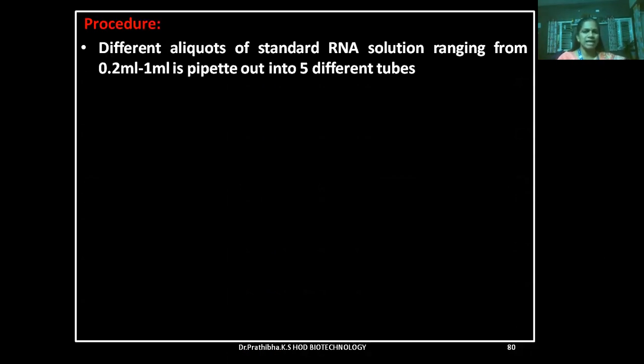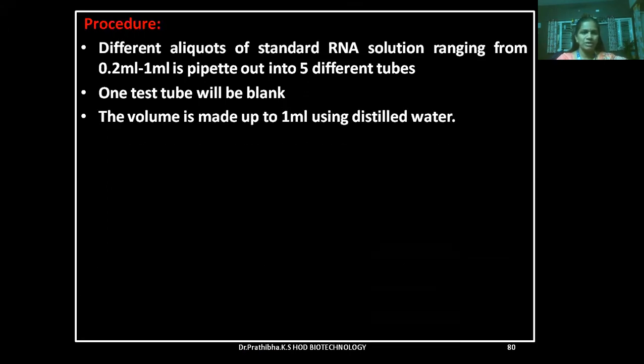Different aliquots of standard RNA solution, ranging from 0.2 ml to 1 ml, are pipetted out and dispensed into 5 different test tubes. One test tube will be kept blank, where you are not going to add any RNA sample. Once this is ready, you need to collect the unknown sample from the examiner. The examiner will add the RNA sample and make it up to 1 ml, and give it to you. The volume is made up to 1 ml using distilled water.